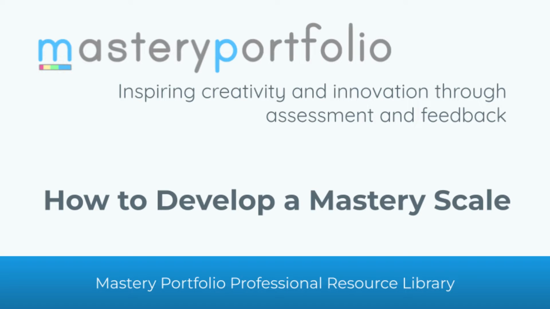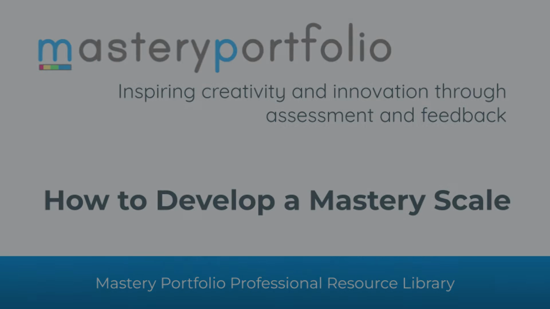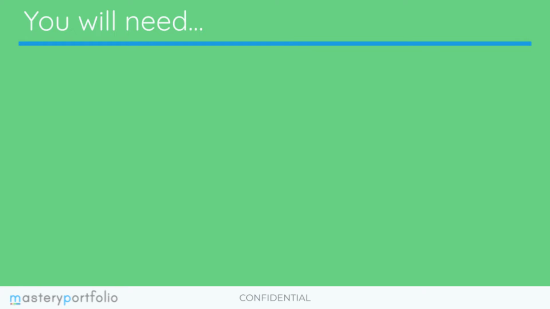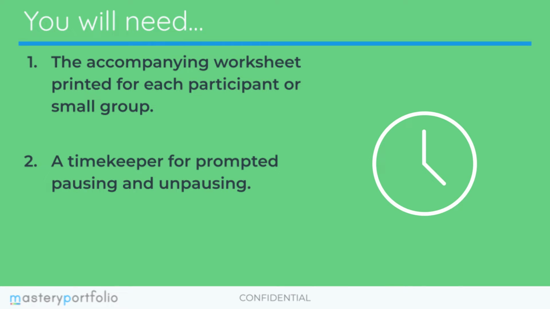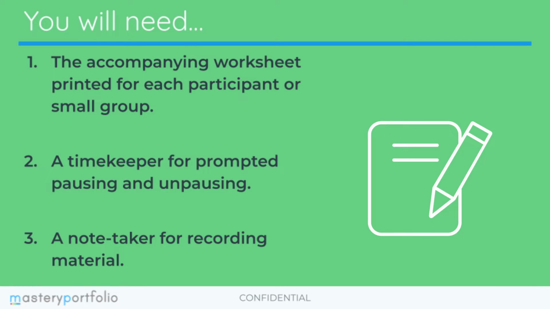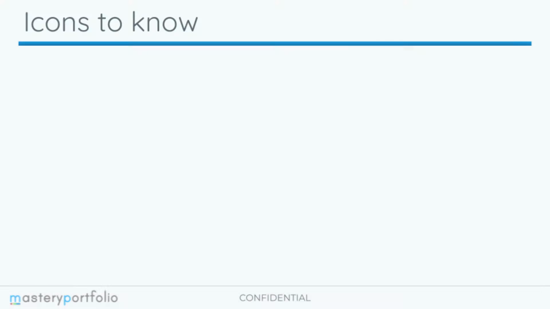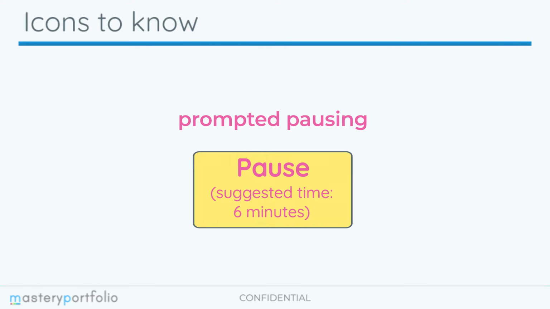For this session's learning, we will cover how to develop a mastery scale, as well as how to articulate different levels of proficiency. Before we begin the workshop, you will need the accompanying worksheet for each participant or small group, a timekeeper for prompted pausing and unpausing, and a note taker for recording material. This lesson will have prompted pausing, which will be signaled by this sound and this icon.